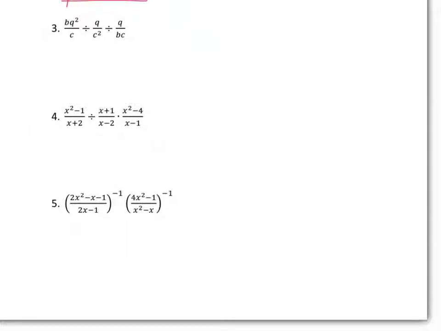Number 3 here. We have to do just these two first, and then we'll pull in the last one. So it's going to be bq squared over c times c squared over q. 1q cancels out, 1c cancels out, and we're left with BQC.